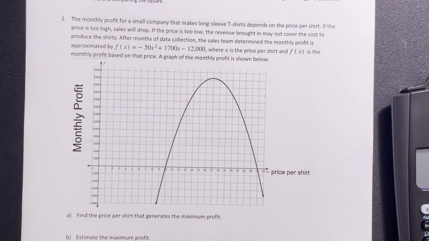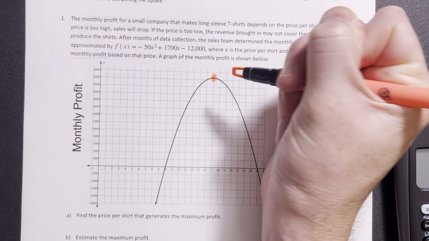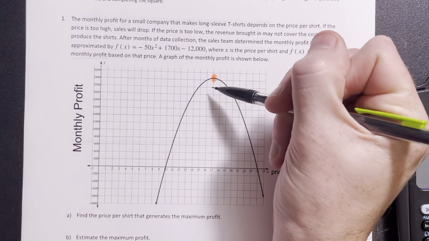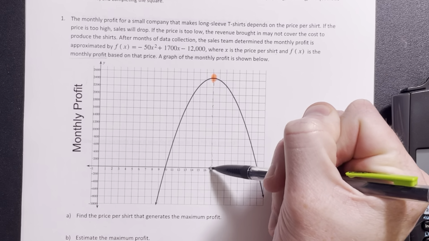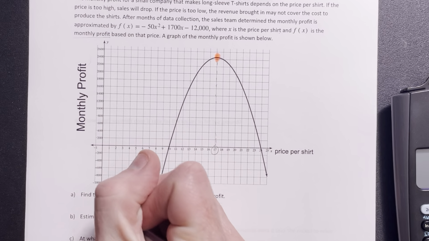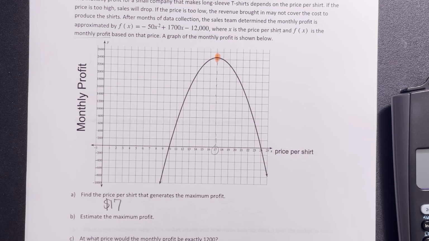So in part A, we want to find the price that generates the maximum profit. We've been finding maximums, so we can find the vertex of this, but we care about what the actual price is. So that's the input in this particular one. The price that matches that input would be 17. So in this case, that's $17, which will generate a maximum profit.